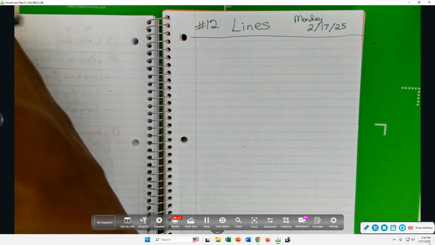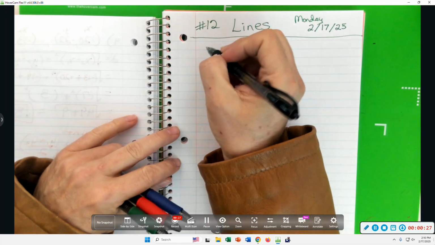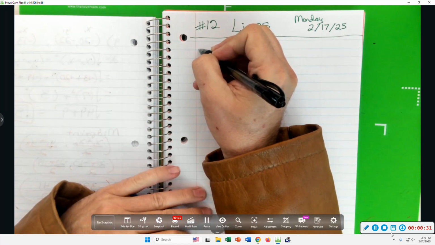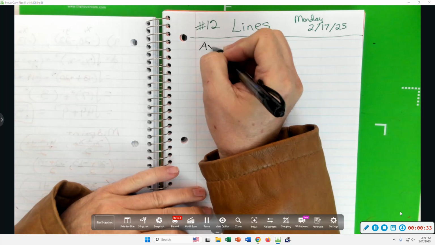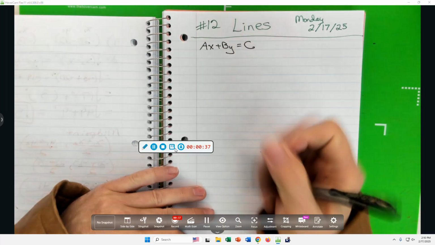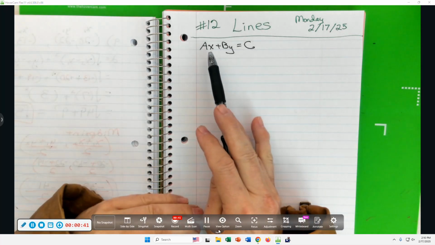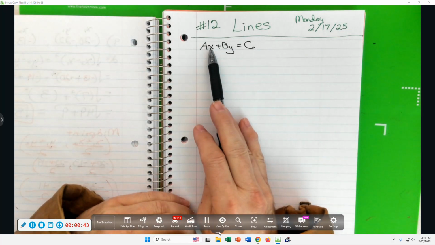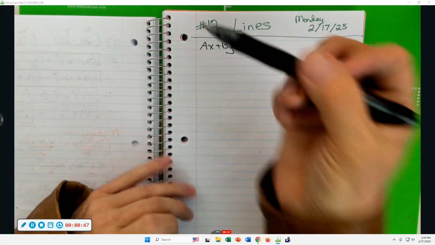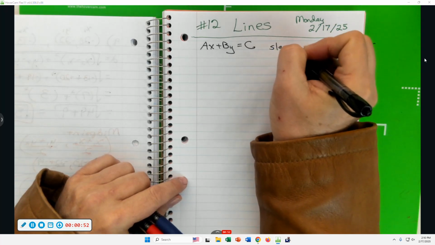So let me see. Here we go. We said the last time that standard form for the equation of a line is ax plus by equals c. We can be more specific now. If your equation contains both x and y, then you're looking at a slanted line.